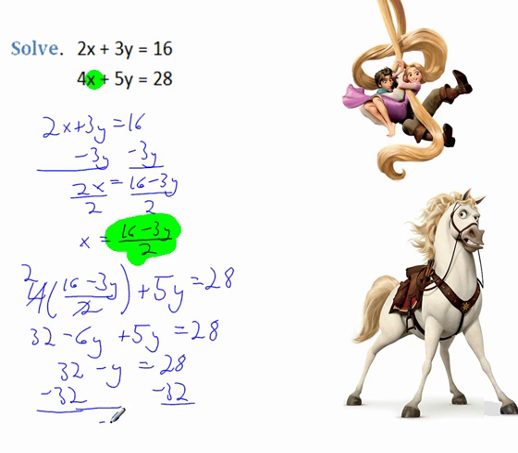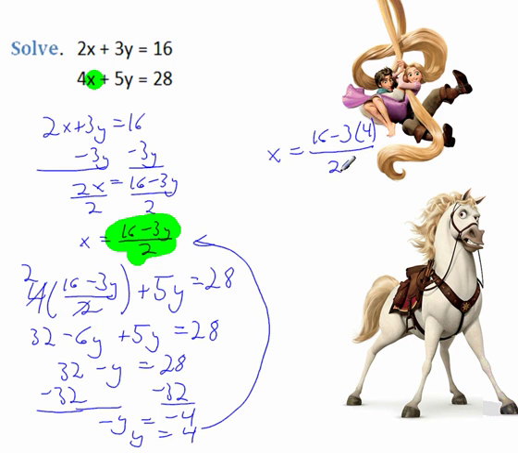We're not finished. We found what y is. Now we're going to plug that back into this one. I'm going to come up to the top here. x equals 16 minus 3 times, we found y was 4, over 2. 16 minus 3 times 4 is 12, so 16 minus 12 is 4. 4 over 2 is 2. So we came up with the solution: x is 2, y is 4.